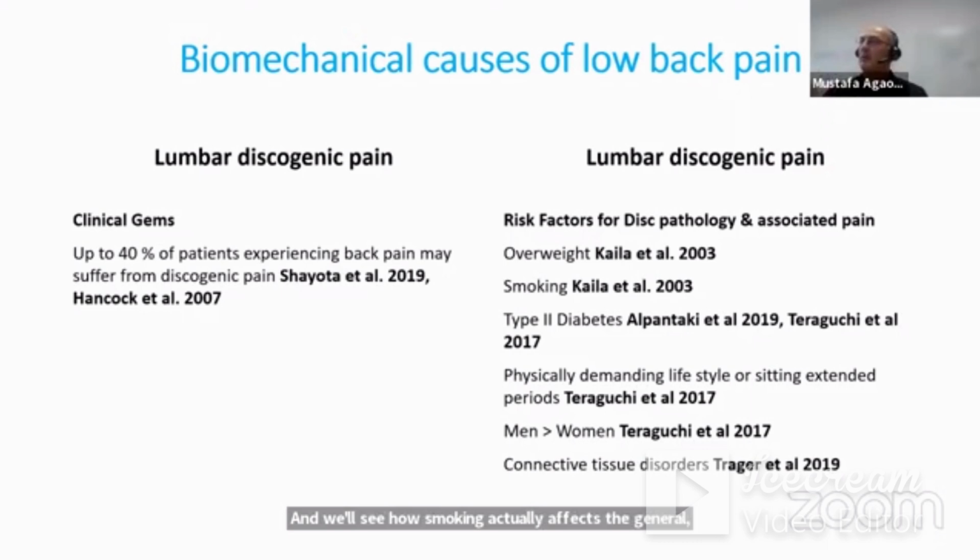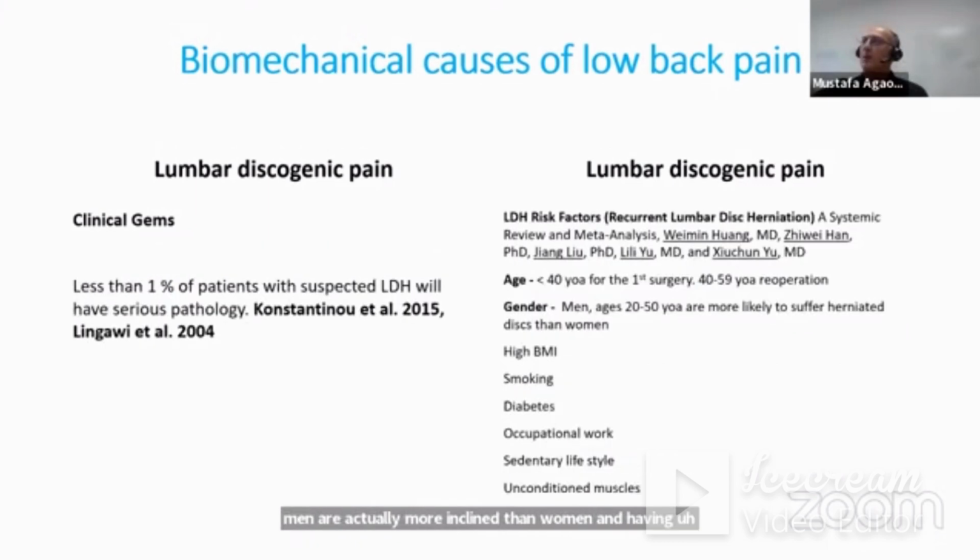Type 2 diabetes, physically demanding lifestyles, or sitting for extended periods, again accumulating microtraumas. And men are actually more inclined than women to have underlying connective tissue disorders. So I wanted to see how prevalent discogenic pain is. According to Constantino and Lingawi et al., they say it's only less than 1% of the patients with suspected LDH that actually have serious pathology.